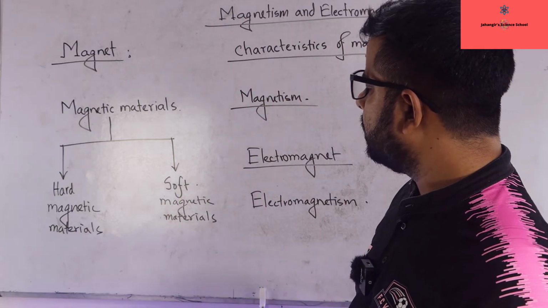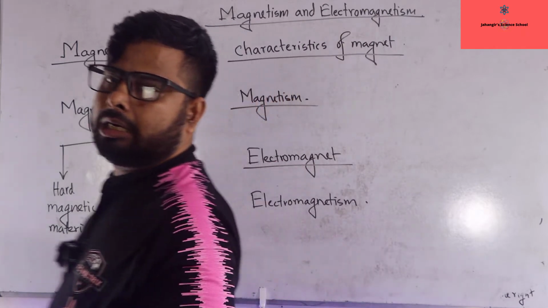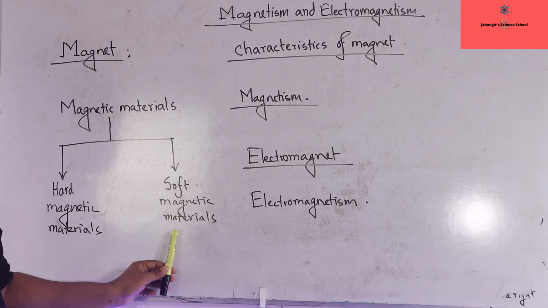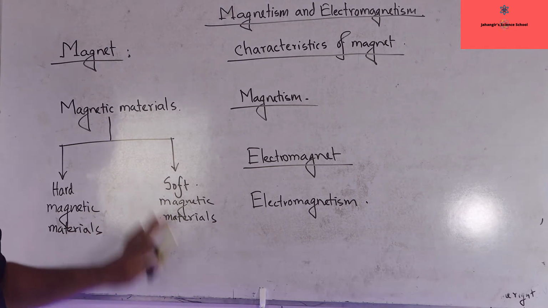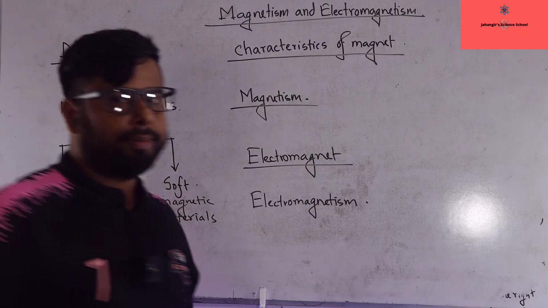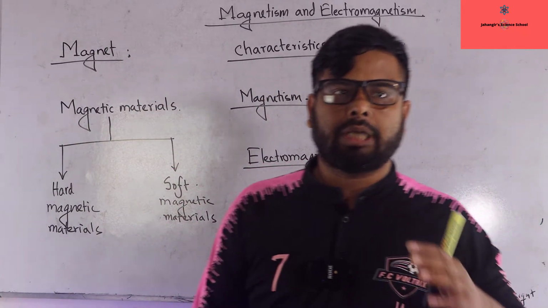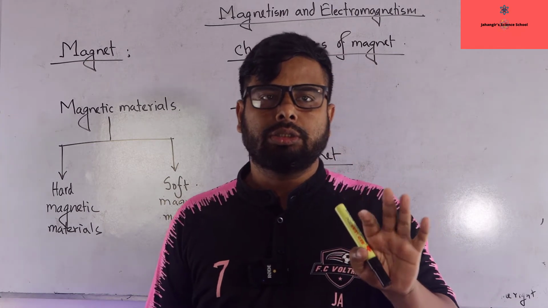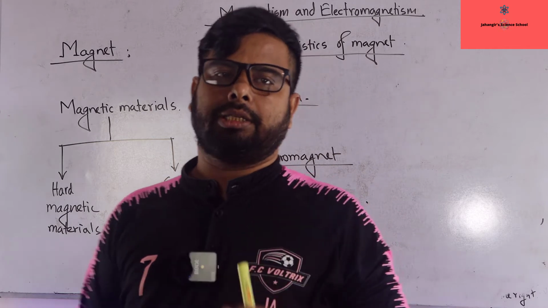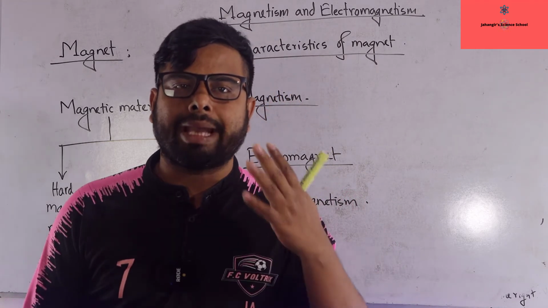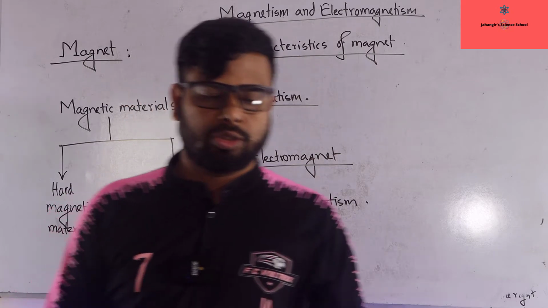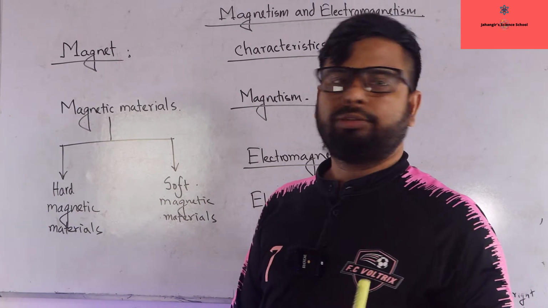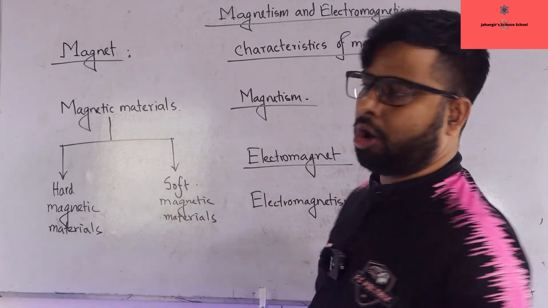On the other hand, soft magnetic material, the materials which are easy to magnetize and easy to demagnetize is known as soft magnetic material. Remember, magnetically soft materials such as iron lose their magnetization easily. They are suitable for temporary magnets such as electromagnets. So soft magnetic materials are used to make temporary magnets or electromagnets.